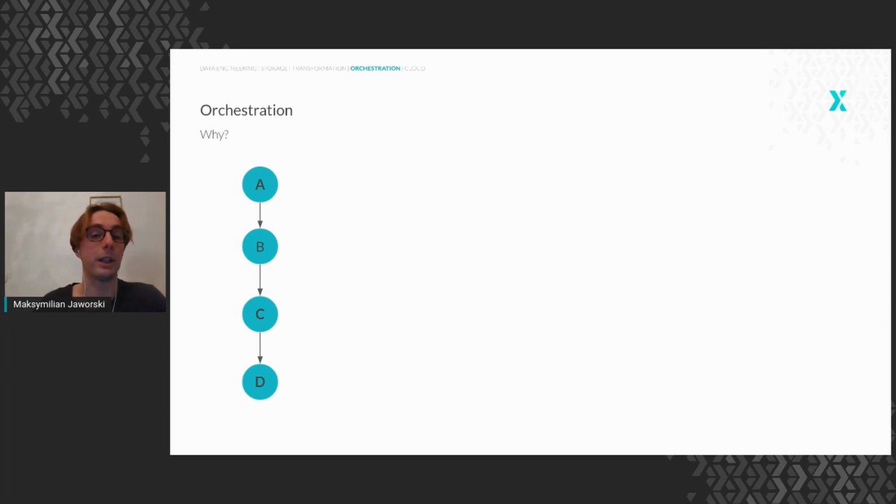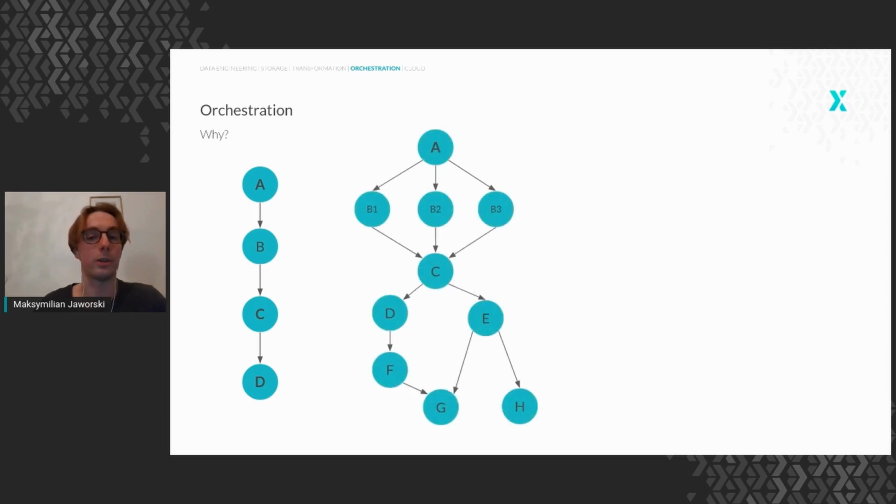But they may grow and become more of a network of tasks with dynamic branches and so on. And we call these things DAGs, so directed acyclic graph, because data in DAGs should only flow in one direction, or in other words, it has no cycles.